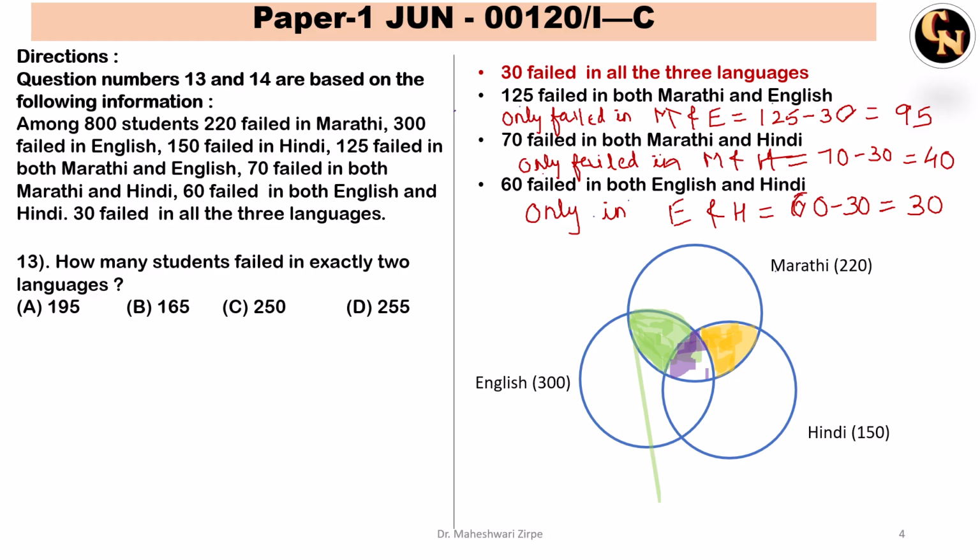Now let us take one more color. So that indicates what? As I told you, purple, the middle triangle, will indicate the failure of all three subjects. Okay, so it is 30. They have already given us. It is 30.